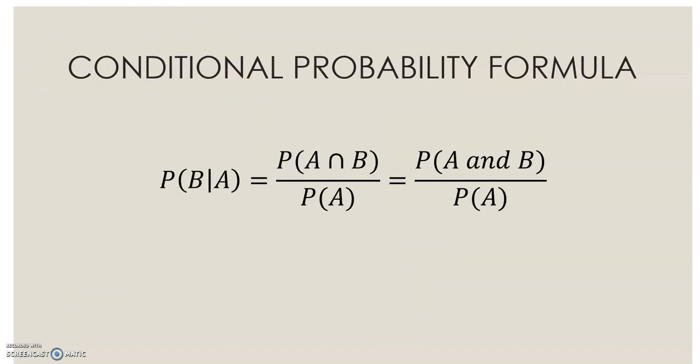The conditional probability formula. The probability of an event B given A is the probability of the intersection divided by the probability of event A, which is the probability of A and B happening divided by the probability of A.